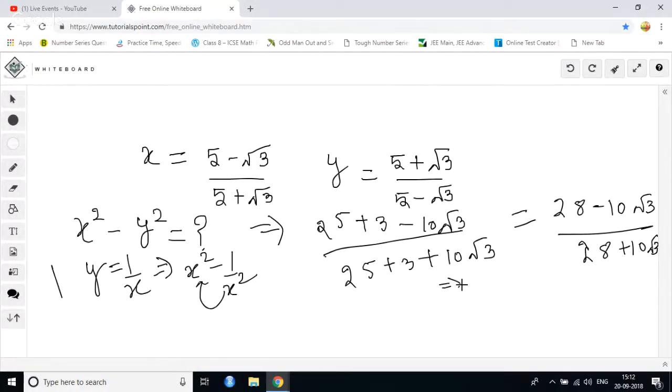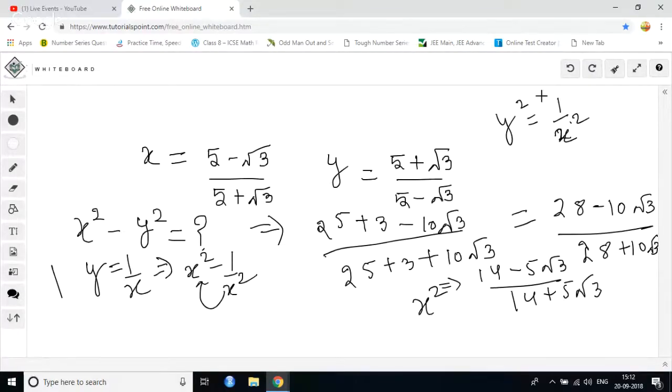So I will take 2 common from everywhere. This is 14 minus 5 root 3 divided by 14 plus 5 root 3. So this is the value of x square. Now what is the value of y square? So the value of y square would be 1 by the value of x square. I have already written it. So 1 by x square means this would be 14 plus 5 root 3 divided by 14 minus 5 root 3. You have got the value of x square, you have got the value of y square.